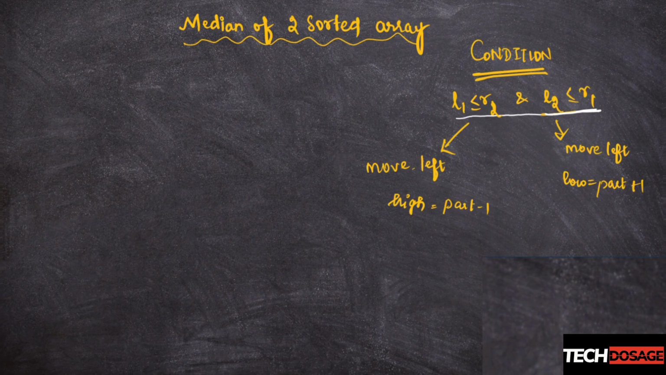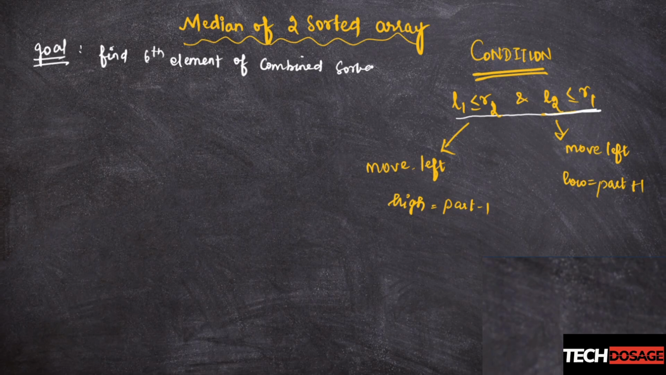So we can say from here that the sixth element is going to be the median. I know that the sixth element of the combined sorted array is going to be my median. So my goal is to find that sixth element of the combined sorted array. I'm not going to take any array to store the elements, but I am going to calculate the sixth element of the sorted array.